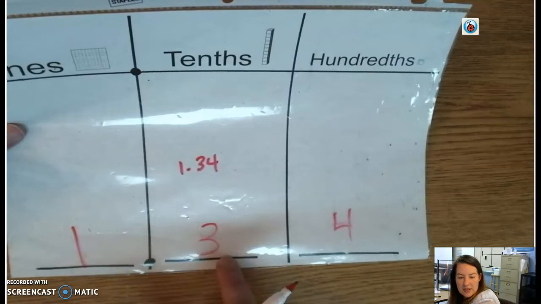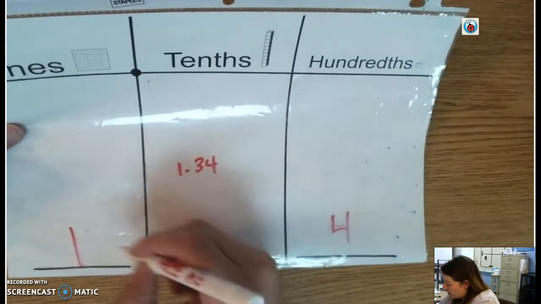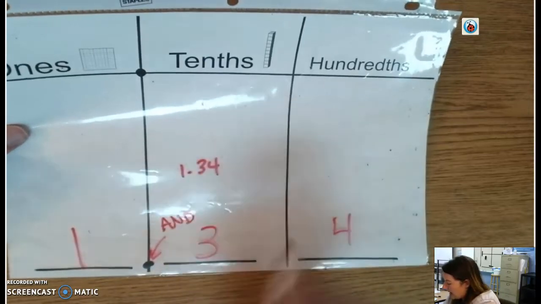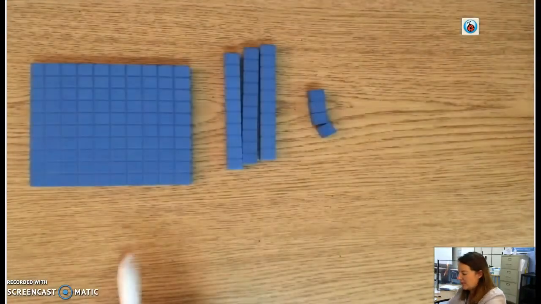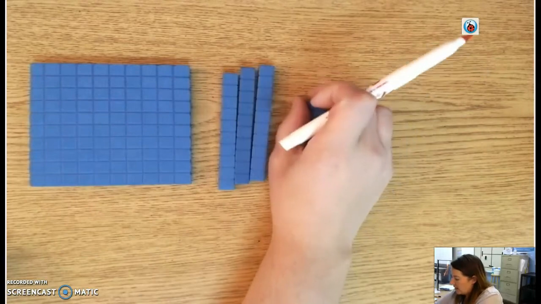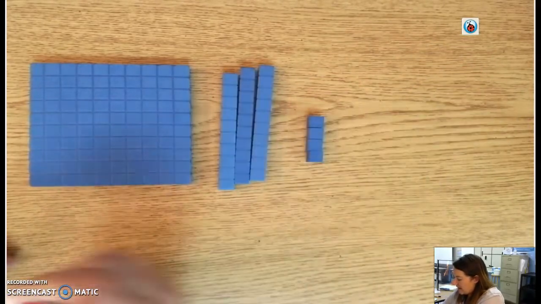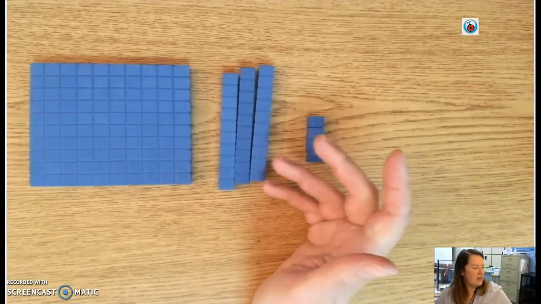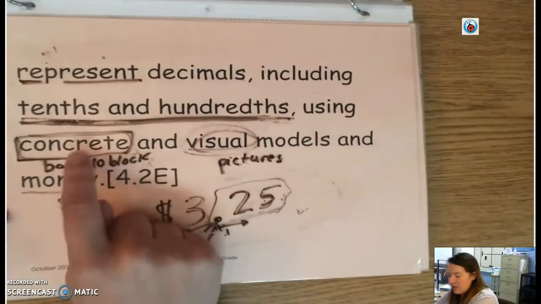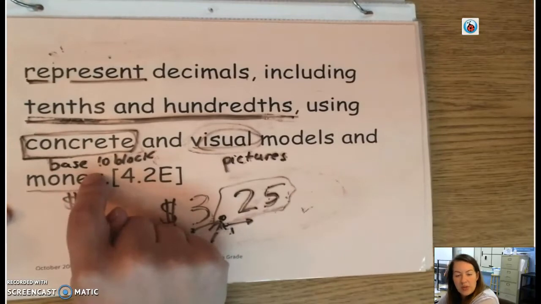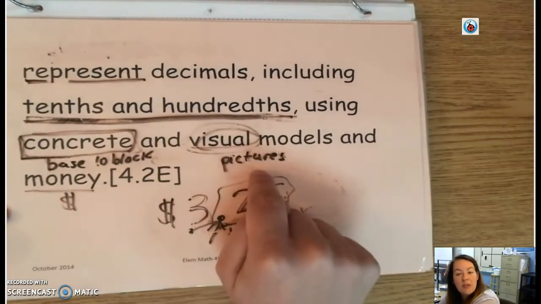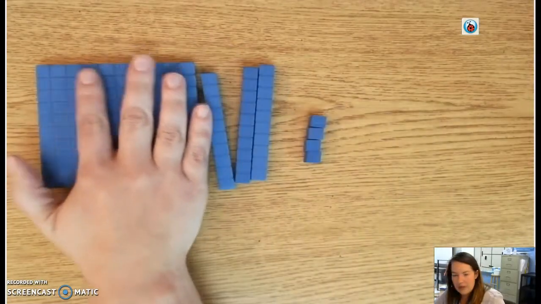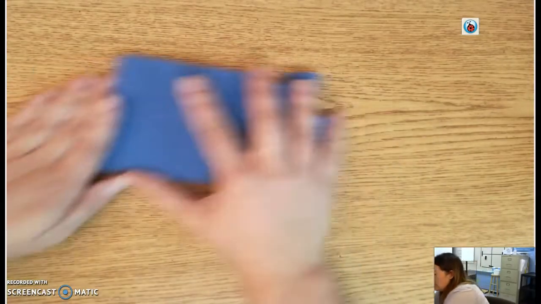1 and 34/100ths. Remember, when you have the decimal and you're saying it, you say the word and. So sometimes it will look like this, where we have the base 10 blocks. But our TEK also says that sometimes we're not going to use concrete models. Sometimes we're just going to use visual models, so pictures, to help represent decimals. So let's move from using the concrete pieces to using pictures.